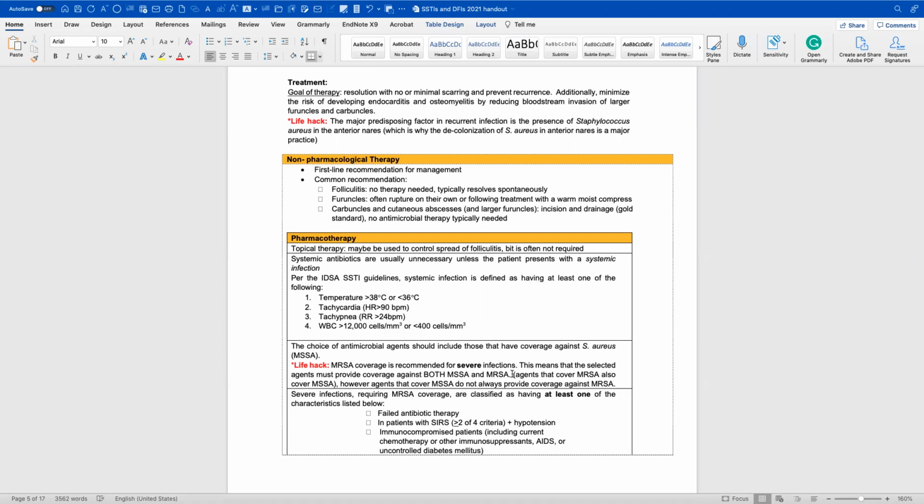For carbuncles and cutaneous abscesses, incision and drainage is our gold standard, because it'll be important for you to get that bacteria out of the area. It depends on how the patient presents in terms of using systemic antibiotics and things of that sort.